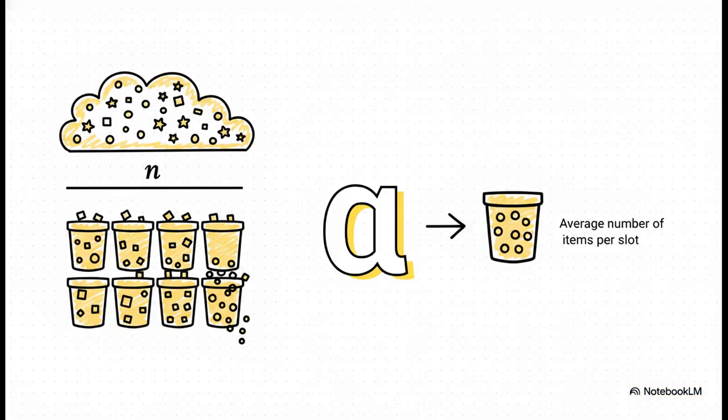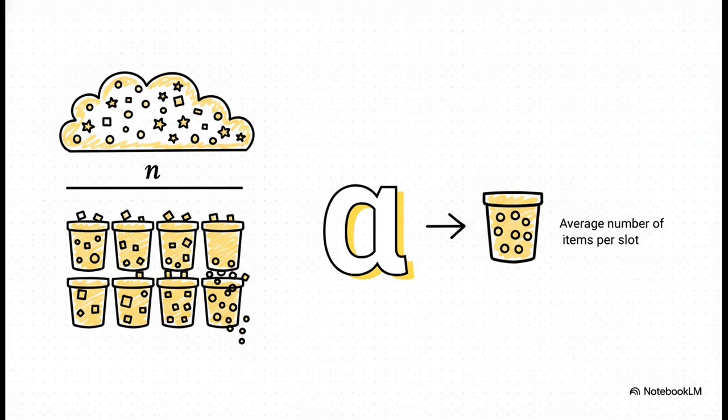Now that we've got our smart warehouse running with chaining, we really need to know how well it performs. Are those linked lists going to get way too long and slow us down? To answer that, we have to look at the mathematical performance analysis, starting with absolutely our most important metric. This is the load factor, represented by the Greek letter alpha. The formula is literally just n divided by m.